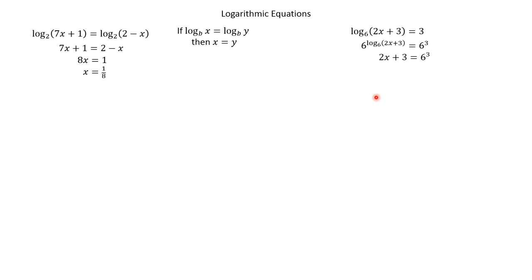There's another way of looking at what we did here. All we did is we wrote this as an exponent. Doesn't this line mean 6 to the 3 equals 2x plus 3? Right? Like that. 6 to the 3 is just a number. In fact, it's 216. We can subtract 3 and then divide by 2 to get x equals 106.5.